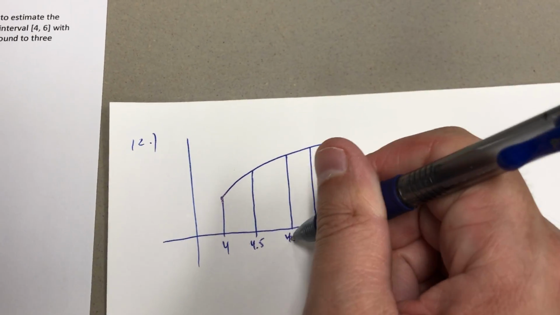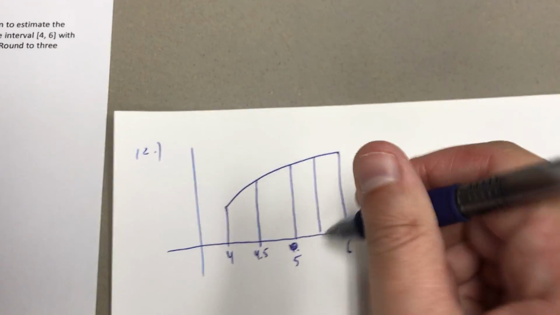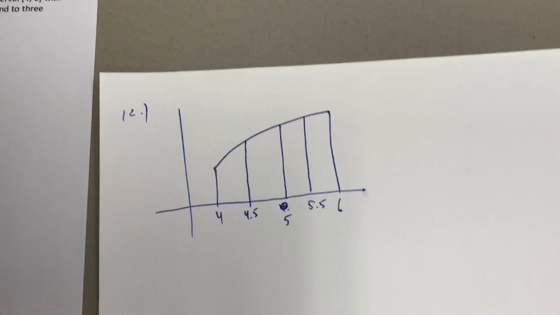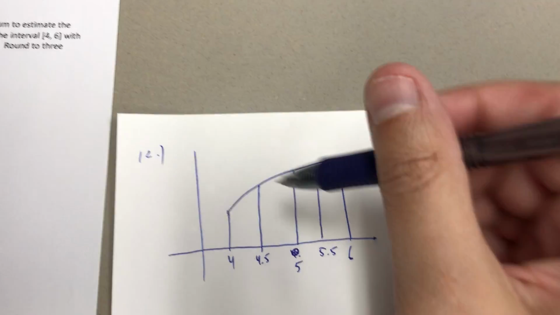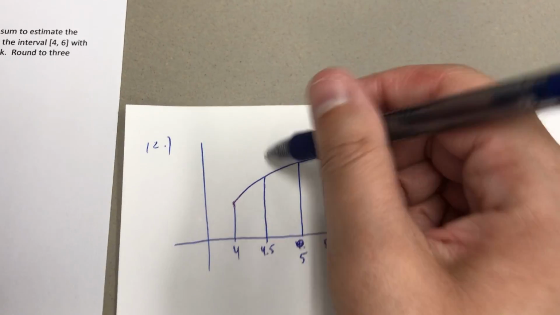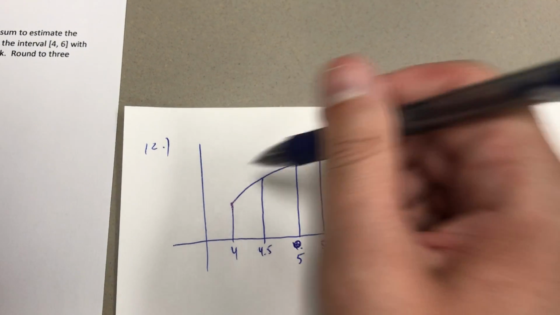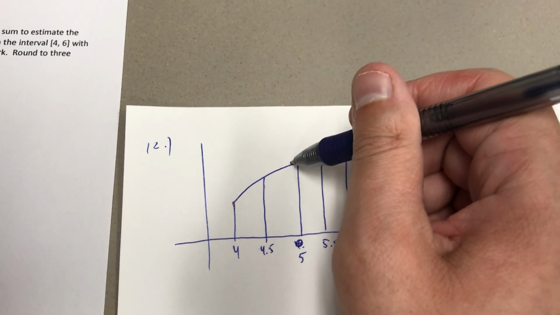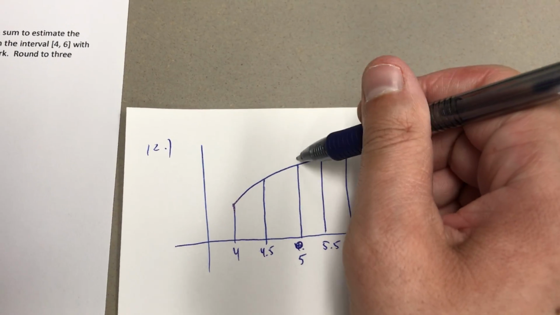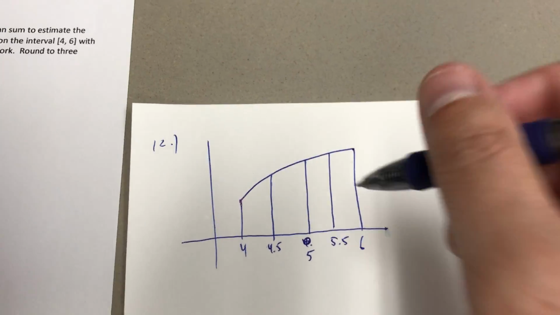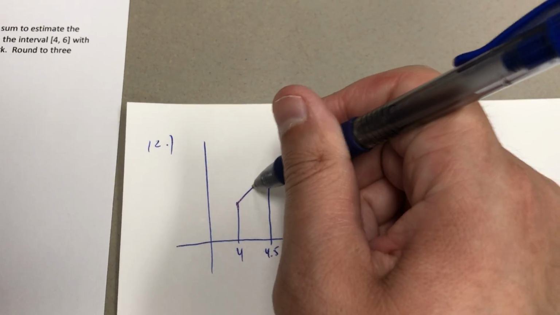So we're going to have 4, 4.5, 5, 5.5, and then 6. Now, they want midpoint rectangles. If it was right sums, you'd be picking 4.5 as the height of this, f of 5 as the height of that, and f of 5.5 as the height of that one. For midpoint, we're going halfway between these two.